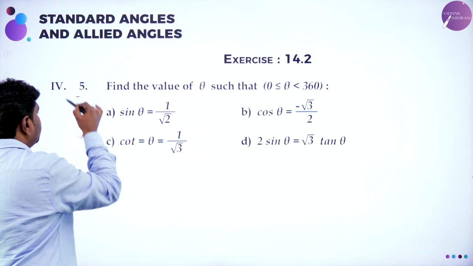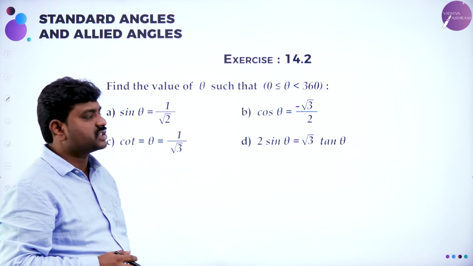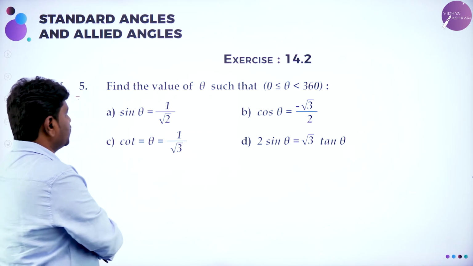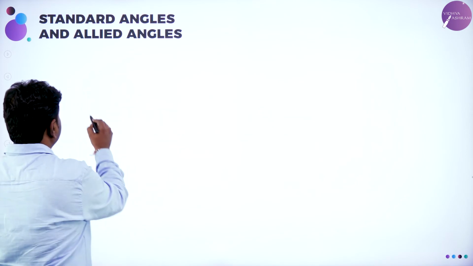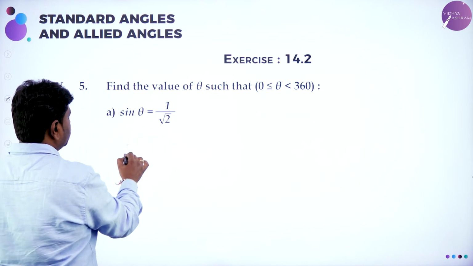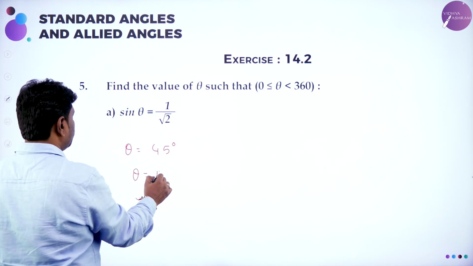Now the fifth is a little different. Find the value of theta such that theta lies between 0 and 360 degrees. Means what? All the quadrants. So now they gave sin theta is 1 by root 2. They want theta. So directly, sin theta is 1 by root 2. Theta is what? In the sin table, where will you get 1 by root 2? 45 degrees. 45 degrees means pi by 4.